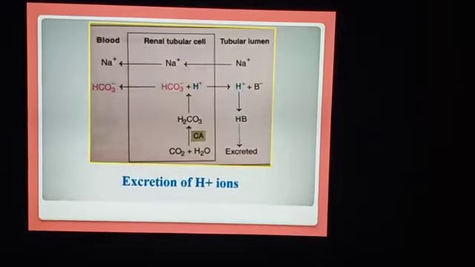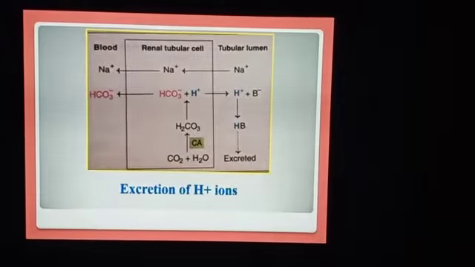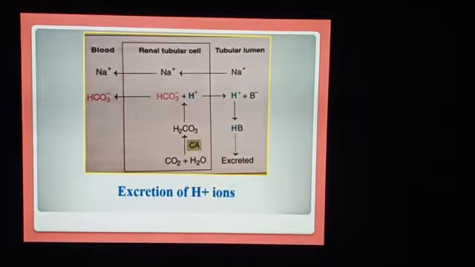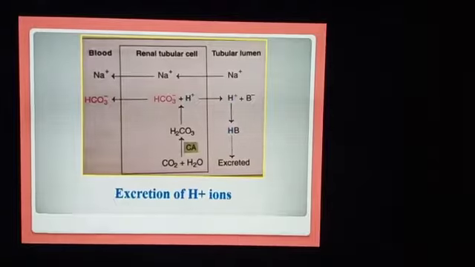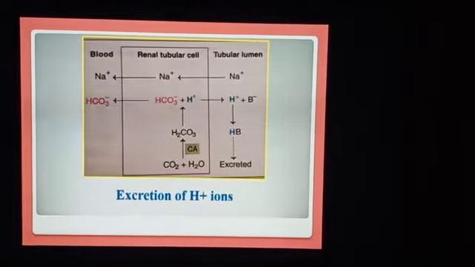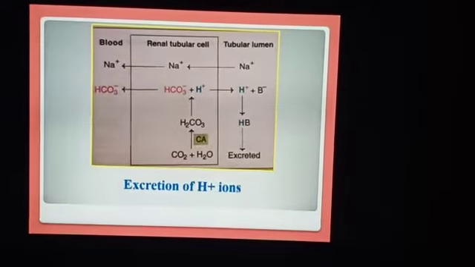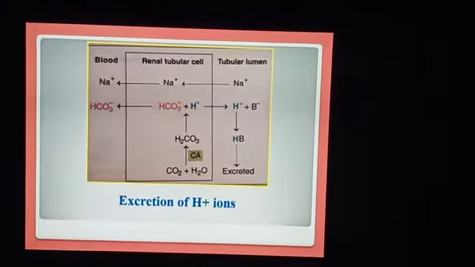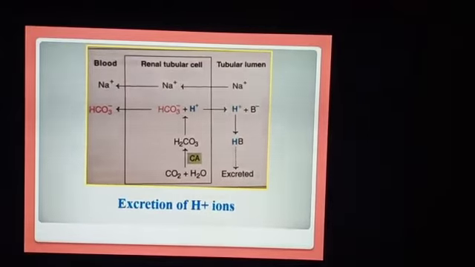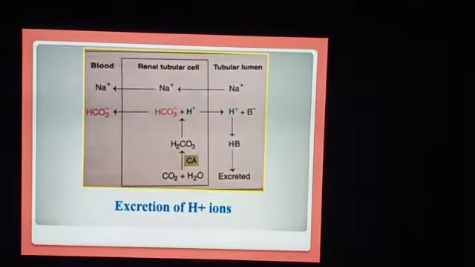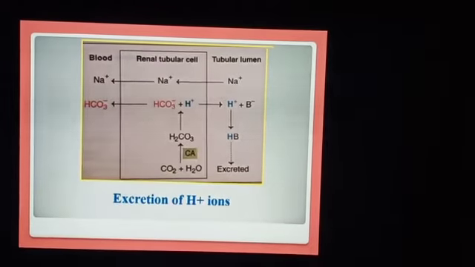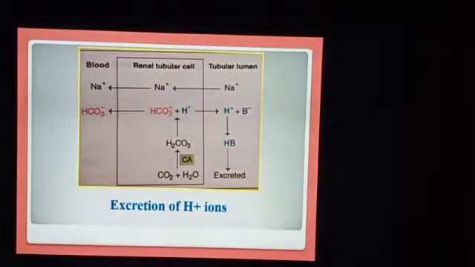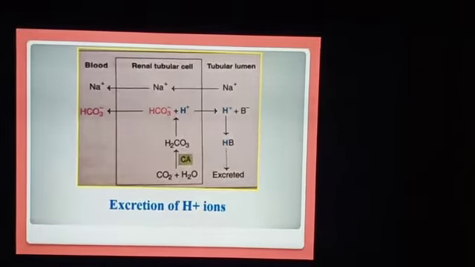H plus excretion occurs in the proximal convoluted tubules and is coupled with the regeneration of bicarbonate. Here, carbonic acid is formed from CO2 and water by the enzyme carbonic anhydrase, and again this carbonic acid dissociates to form bicarbonate and H plus ions. That H plus ion enters into the tubular lumen in exchange for sodium.